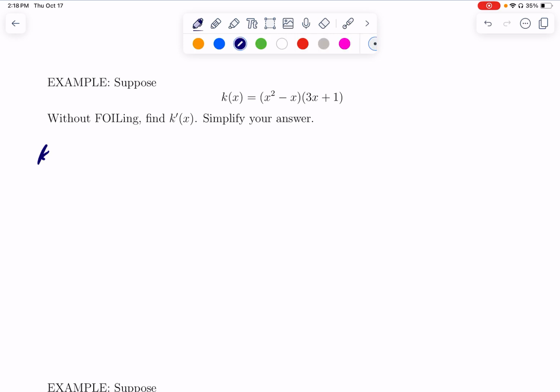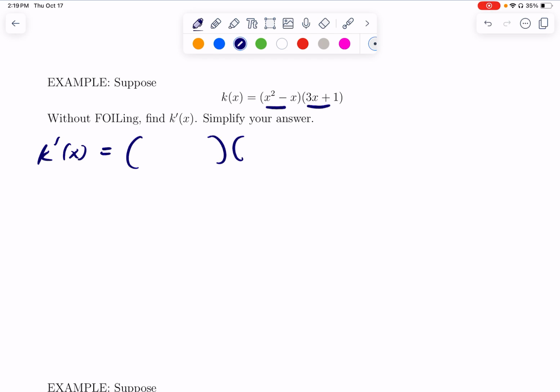So you'll notice I always label things. If I'm about to take k prime, I write k prime of x equals. I don't just write stuff. Everything I write should have a label on it so it's very clear what it is. K prime of x equals, and I'm looking at this, it's a function times a function. I'm going to use the product rule.